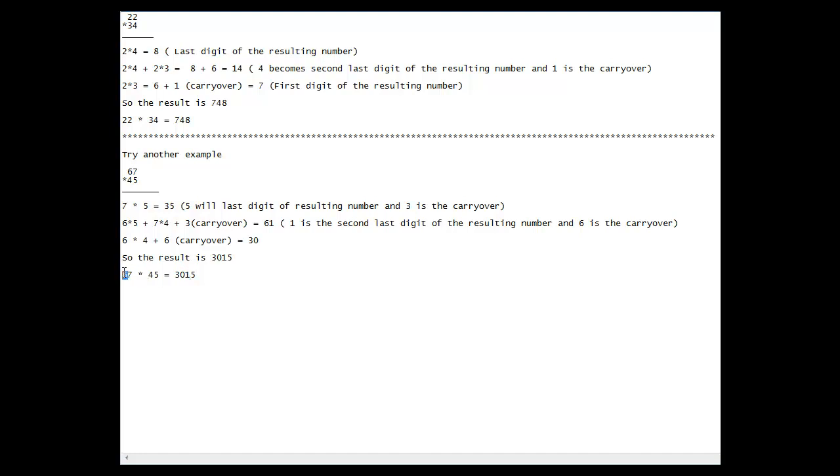The next step is 6 multiplied by 4, which is 24, plus the carryover from the previous step, which is 6. So 24 plus 6 is 30. So the answer is 3015.